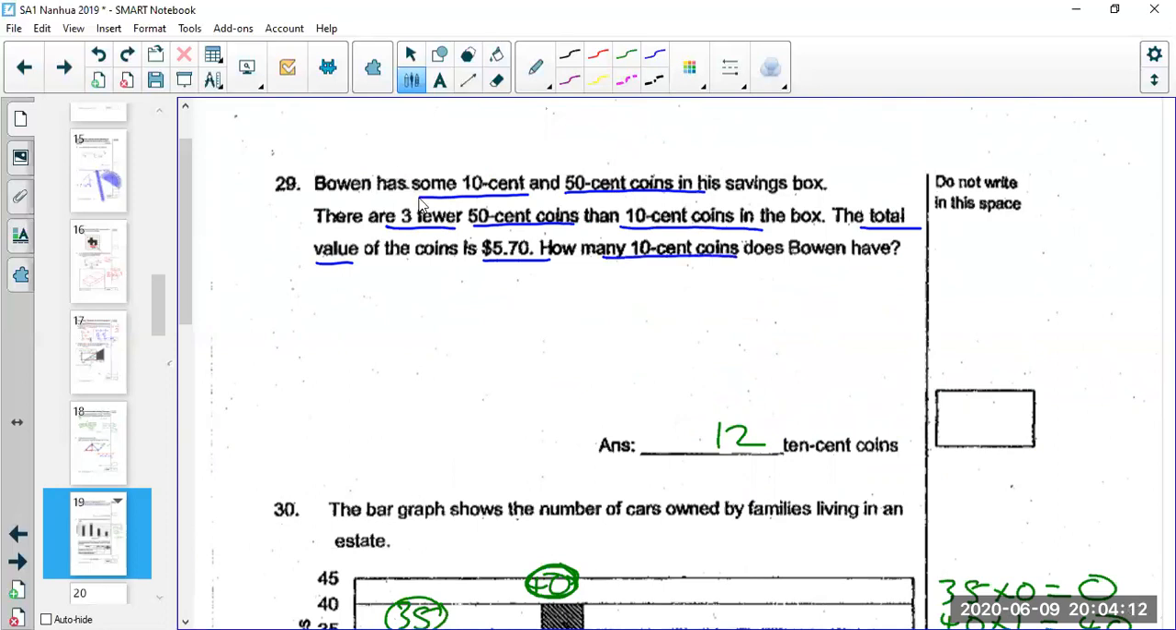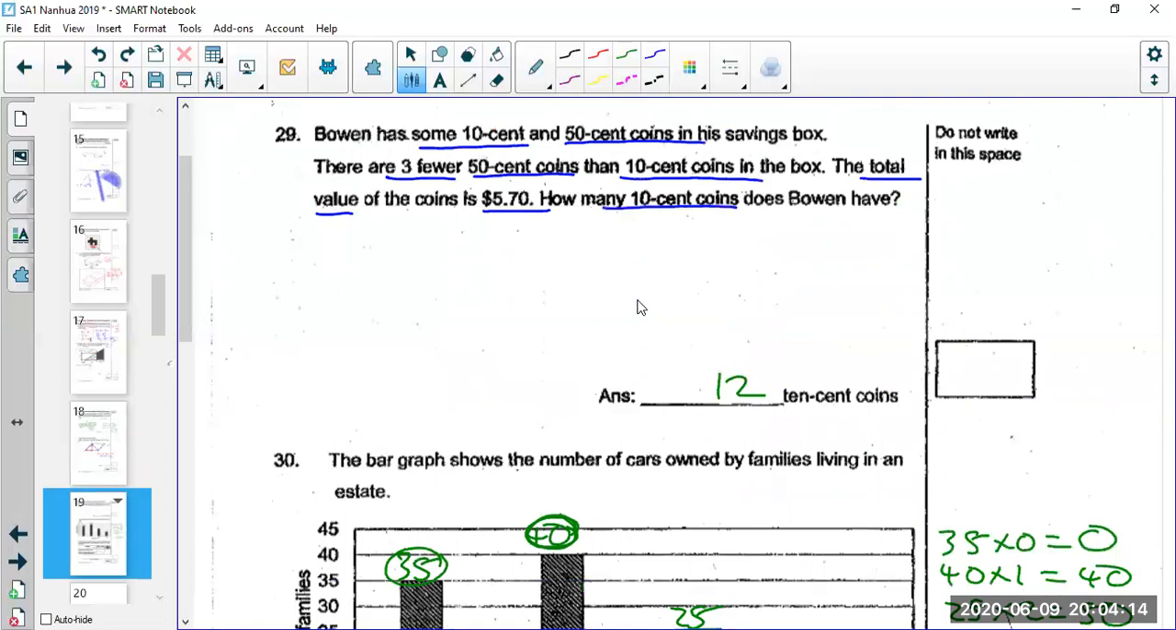Now, the method here, you can use guess and check, but there's something better than guess and check: 3 rows get the answer. Have you learned that? Or did Miss Tong teach you that? So how does it look like? I need you to pay very good attention to this. This method is called 3 rows get the answer.